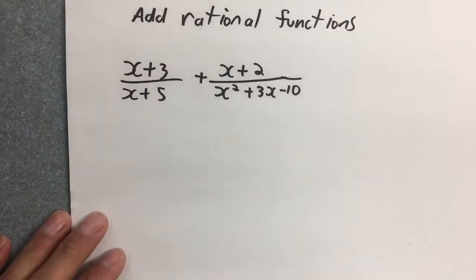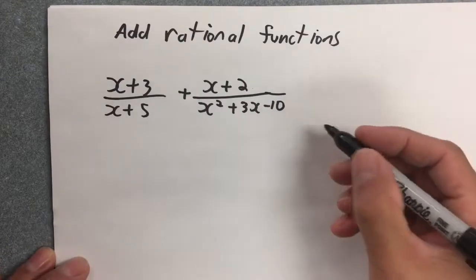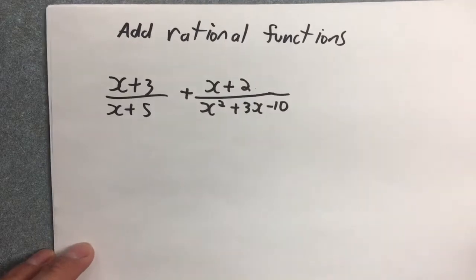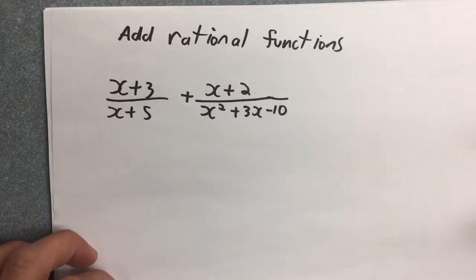We're going to add these two rational functions. Now, in order to be able to do that, we need a common denominator. For example, and I'm just going to, you can pause it, copy out this question. I'm going to show you a quick numerical example to prime you as to what we're going to do.